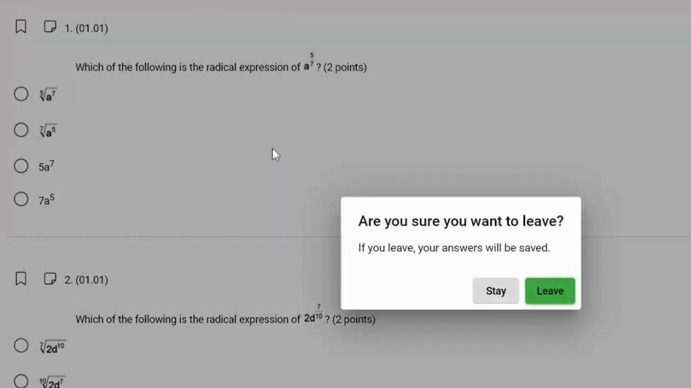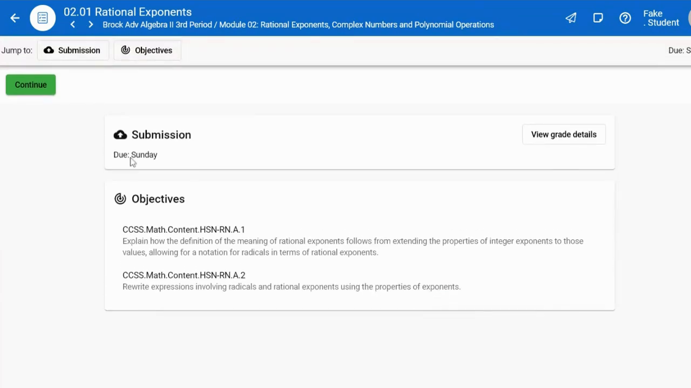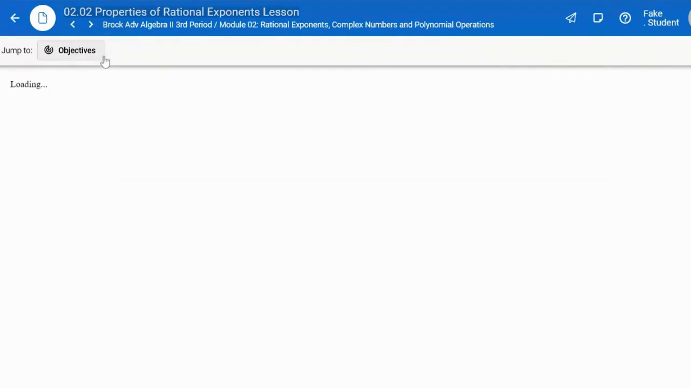So let's look at our second lesson because that was the simple one. But without that one, we're stuck the rest of the unit. We got to be able to do that.